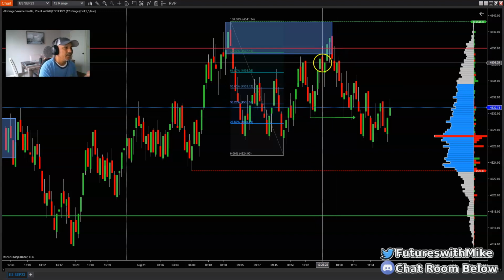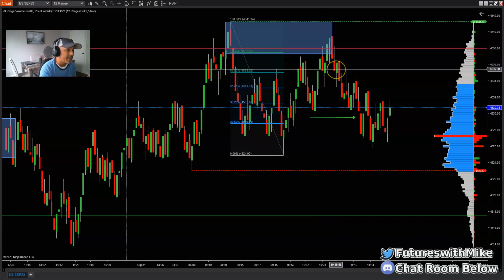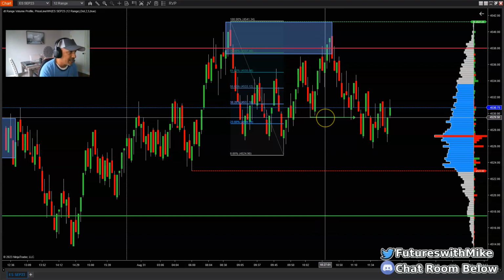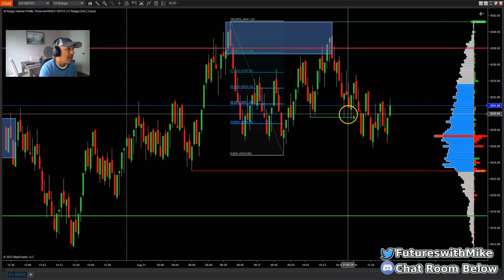And price did. We got the rejection. We got the break of the candle in the opposite direction. This was the area right here where I have this green line. Those were equal lows. That's liquidity. Price comes down there, look what it does. It takes it out. I picked up 6 points on that move right there.